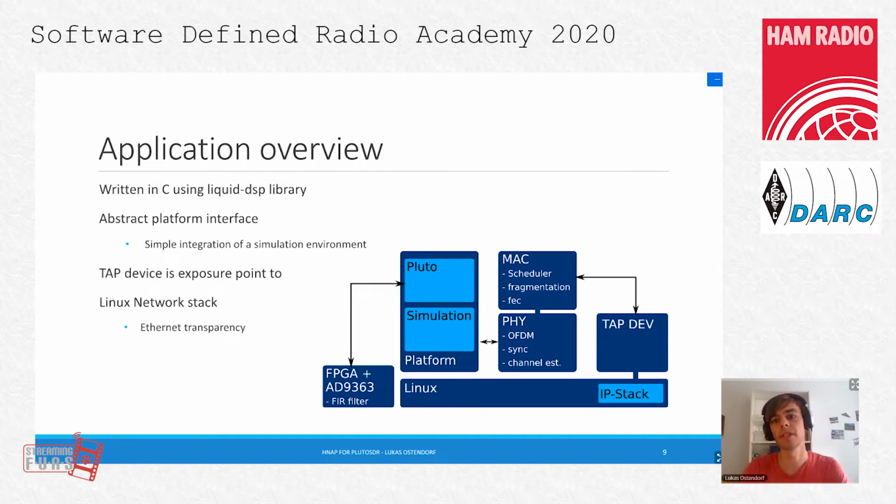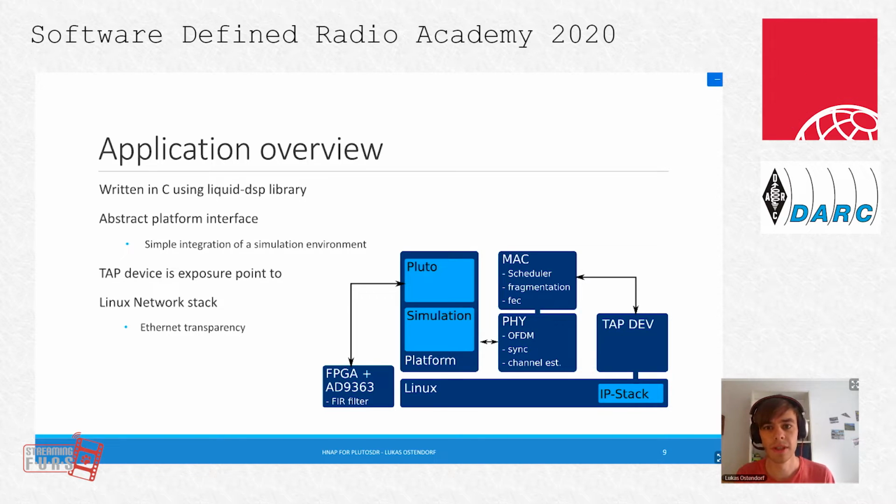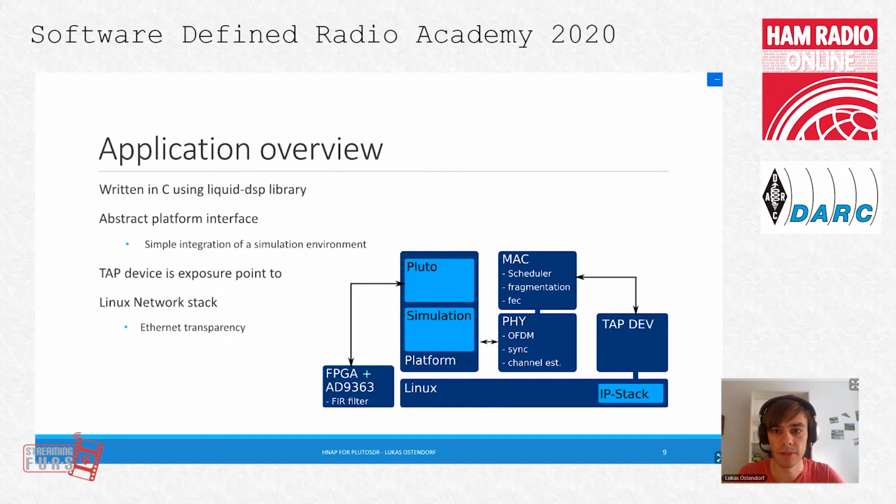Now, here's the functional overview of our C application. We've written the whole application for Linux in C by using the liquid-dsp library. If you've never heard of liquid-dsp before, you should definitely have a look at it. It's an open source library which implements many digital signal processing functions. For example, there's a PLL, there's a least mean squares equalizer, and a basic OFDM framing scheme. It really helped a lot during implementation of the application.